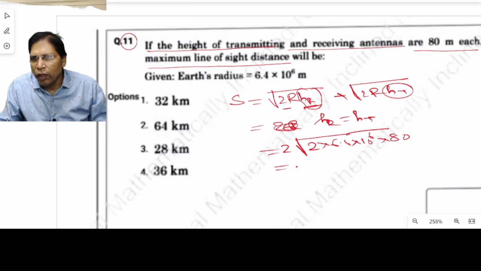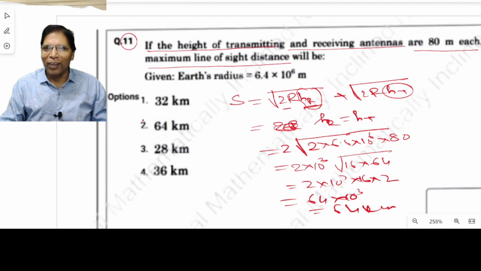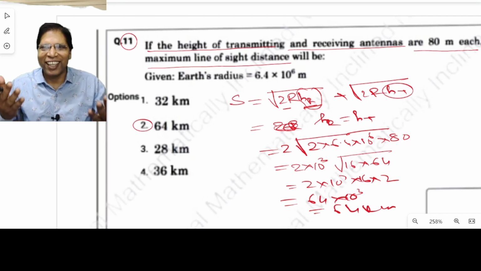Okay. So look at this, this is 2 into 10 to the power 3, and this is the 16 into 64. So look at this, this is 2 into 10 to the power 3 into 16 into 2. So look at this, this is 64 into 10 to the power 3. So this is 64 kilometer. Okay. Look at this, option B is correct.